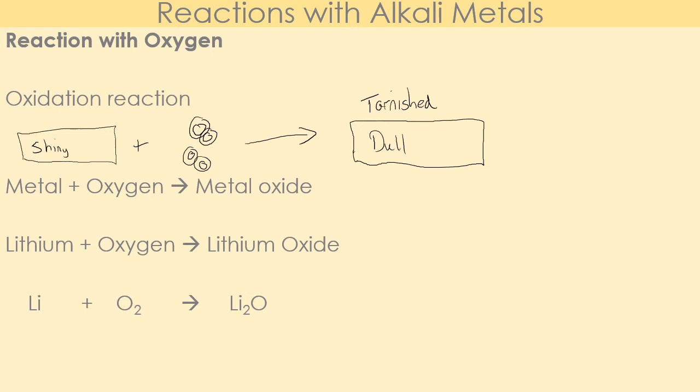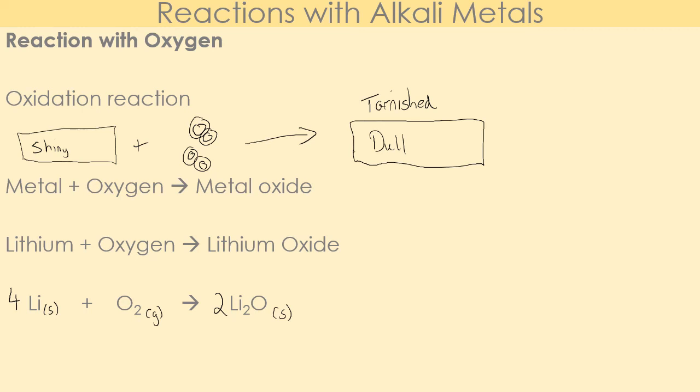We have our symbol equation as well. And what we can do, we're going to even add our state symbols to it as well. We also need to make sure that it is balanced. I've got 2 oxygens on this side, so I need to make sure I have 2 on this side as well. So I'll put a big 2 there. I've now got 4 lithiums on my right, so I need to put 4 there as well. That is my balanced symbol equation.